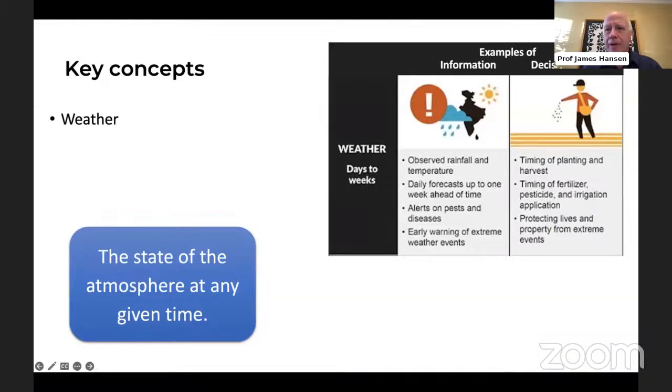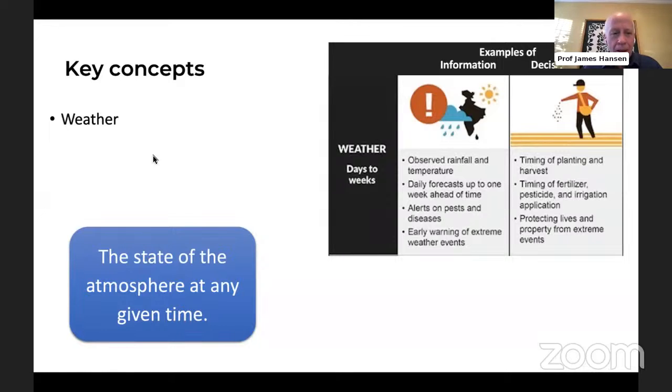It's useful to think of different... let me move this out of the way. Okay. It's useful to divide those variations in the atmosphere into different time scales with different words.